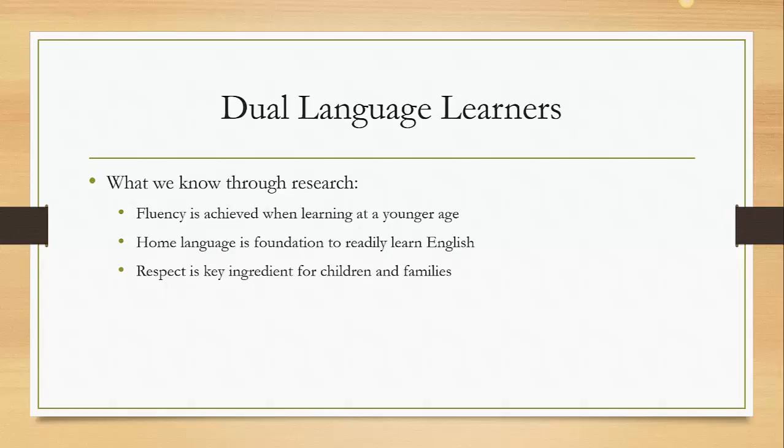Just to clarify, a dual language learner is a young child who is learning a second language while still developing the basic competency in their first language. So that means that they are fluent in, say, Spanish, but they haven't quite picked up English yet to where they're considered fluent at it. So, what we know is that fluency is actually achieved at a younger age than what we originally thought.